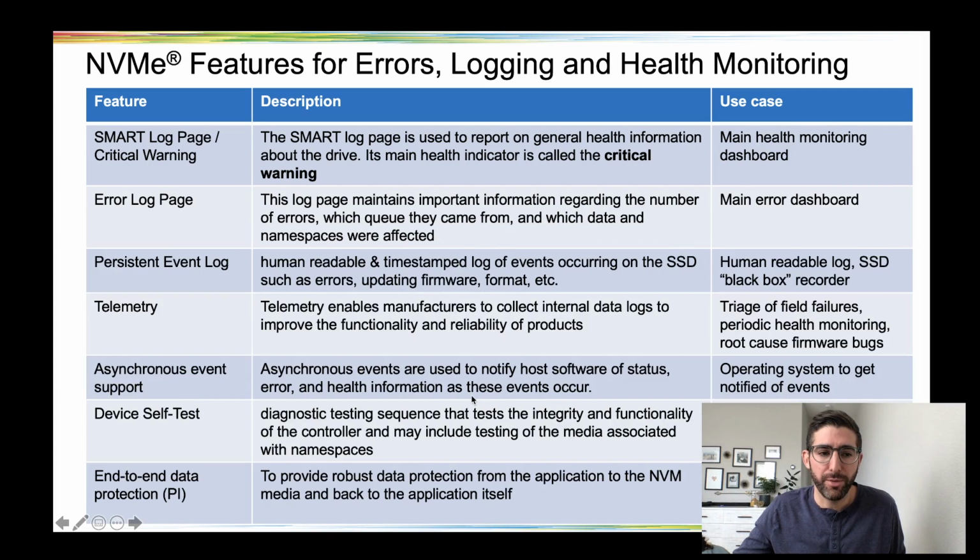And then part of this whole NVMe operating system support is asynchronous event support. So basically when things happen, the drive can notify the host of events. And this can be used in different operating systems to basically trigger things like dmesg in Linux or an event log in Windows. But asynchronous events can happen to let the operating system know when things go wrong.